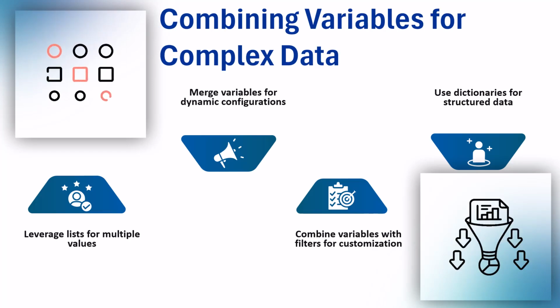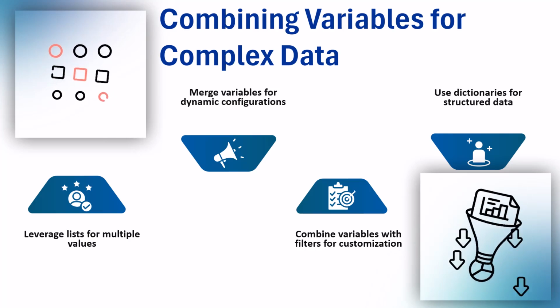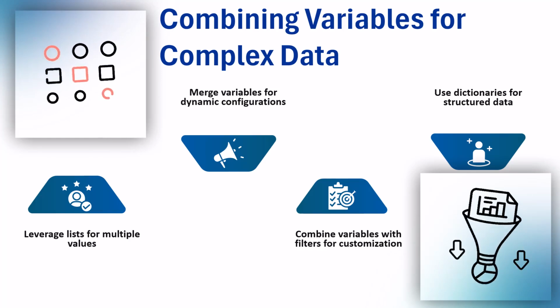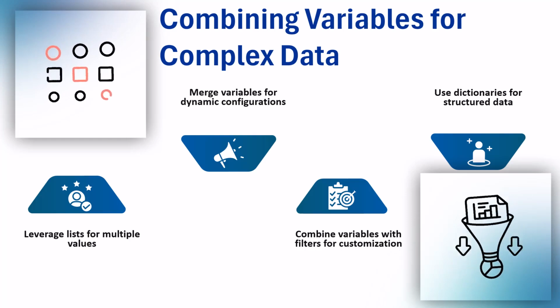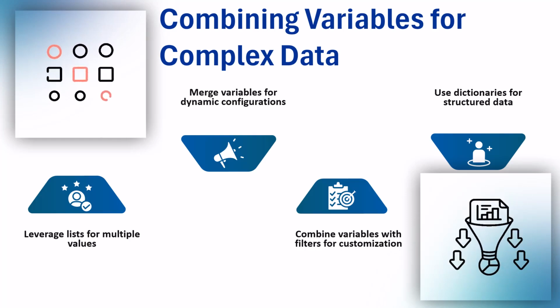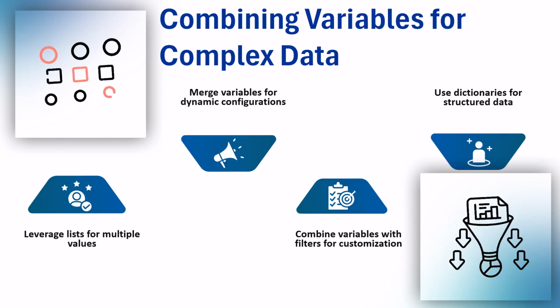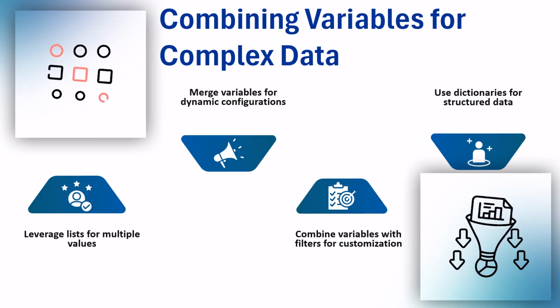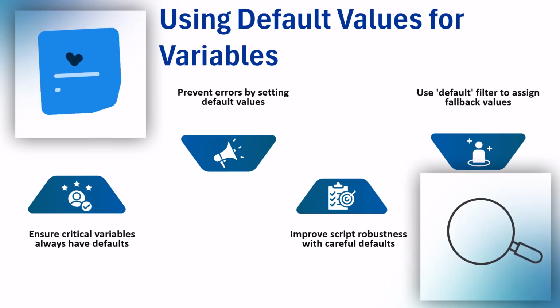Think of variables like puzzle pieces. When combined correctly, they create something amazing. Use merging for dynamic configs, dictionaries for structured data, and lists for multiple values. Filters help fine-tune everything to perfection. Just like building IKEA furniture, careful assembly leads to greatness. So mix wisely.